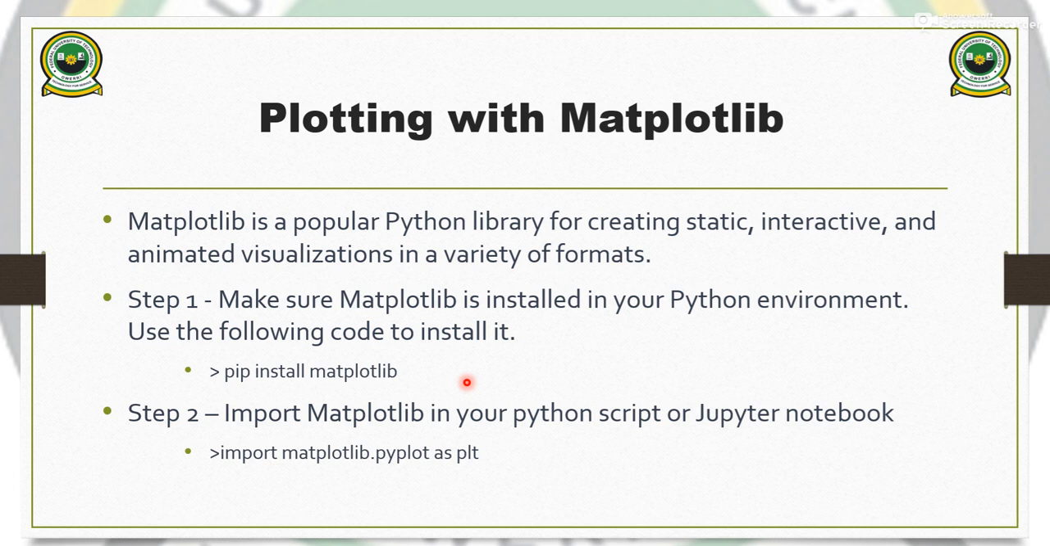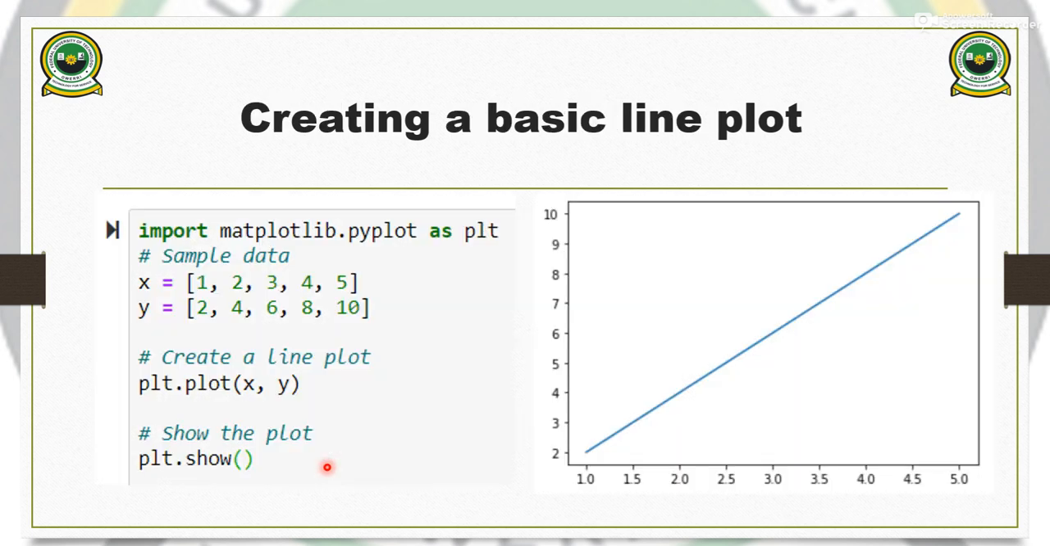So you import matplotlib.pyplot as plt. The moment you import it, you can start using the alias name in order to access the library. Now, let's look at an example here. We want to create a basic line plot. So in our code, we say import matplotlib.pyplot as plt.